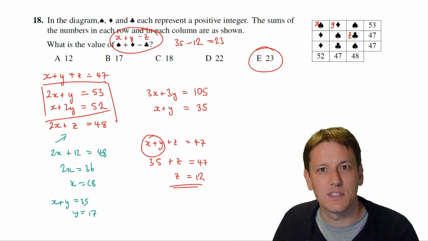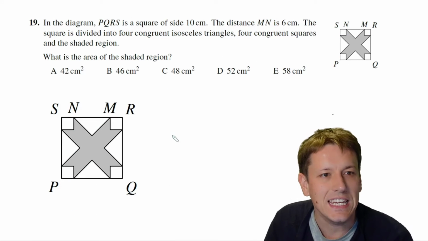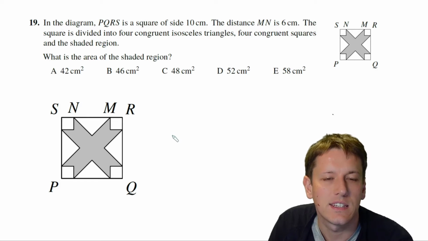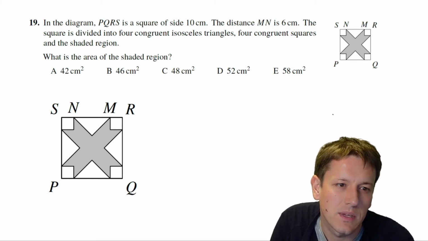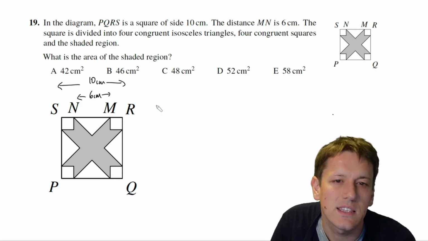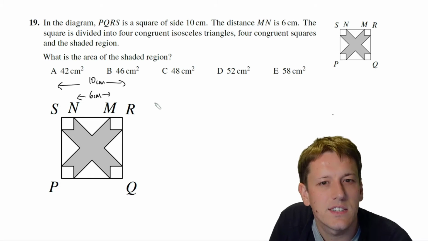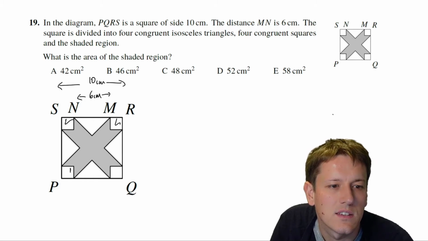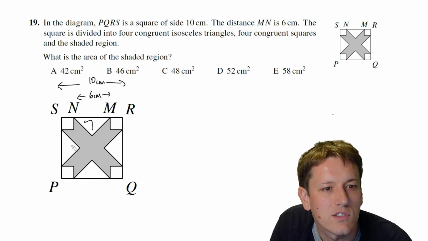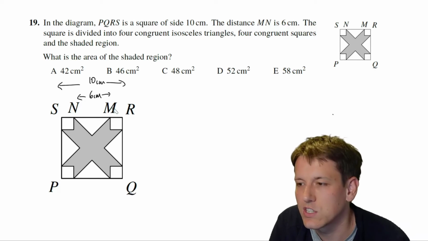In question 19, we've got PQRS is a square of side 10 centimeters, and the distance MN is 6. Again, I've got a bigger picture of the diagram here. So this is 6 centimeters along, but the whole square is 10 centimeters along. And then it says it's divided into 4 congruent squares. So that's these 4 here. 4 congruent isosceles triangles, here, here, here, and here, and the shaded region. And we want to know what the area of the shaded region is.